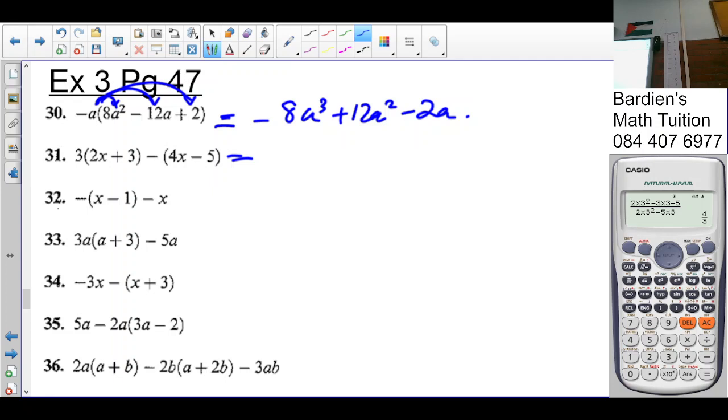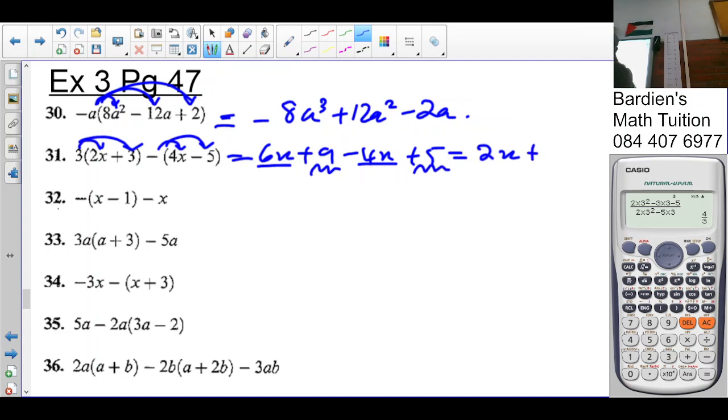2x plus 4. You see if she's correct? We first get rid of the brackets. So 3 times 2x, 6x. 3 times 3, 9. Negative 1 times 4x, negative 4x. Negative 1 times negative 5, positive 5. Those are like terms. So 6x minus 4x. What's 6 minus 4? 2. So what's 6x minus 4x? 2x. 9 plus 5, 14. Was she correct? No.